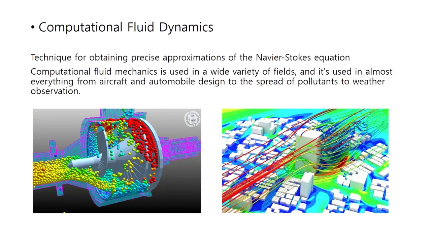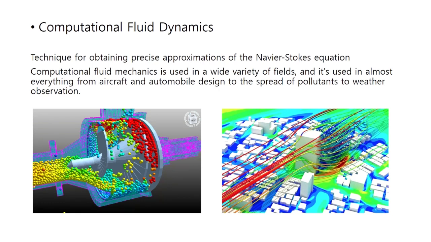Computational fluid mechanics was developed to solve Navier-Stokes equations through discretization and numerical analysis techniques for space and time. Simply put, it can be understood that computational fluid mechanics is a technique for obtaining precise approximations of the Navier-Stokes equation to determine fluid flow.